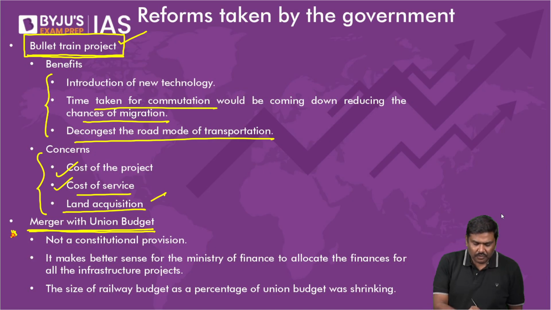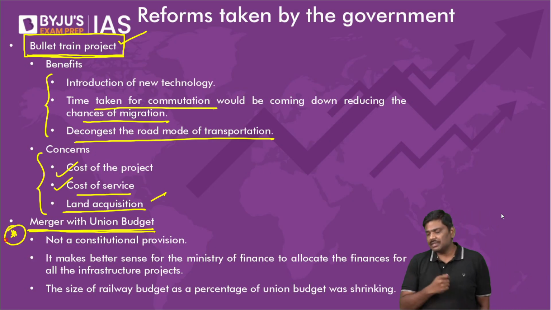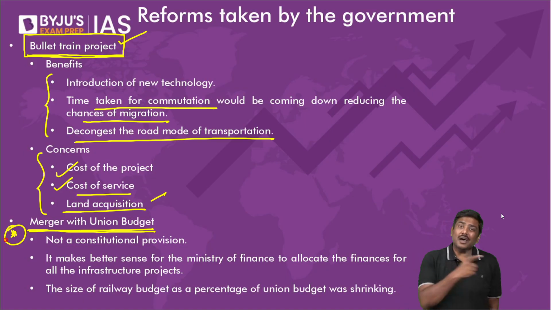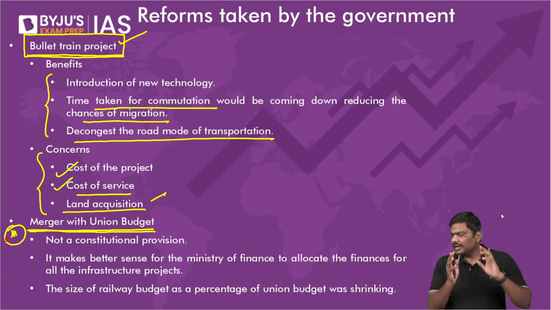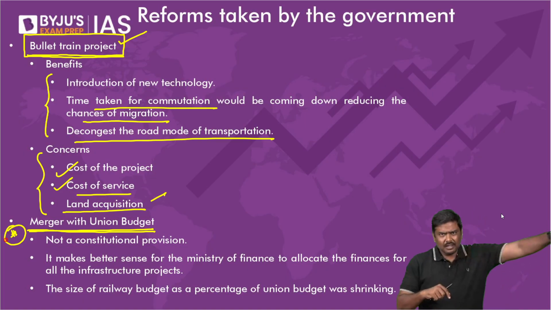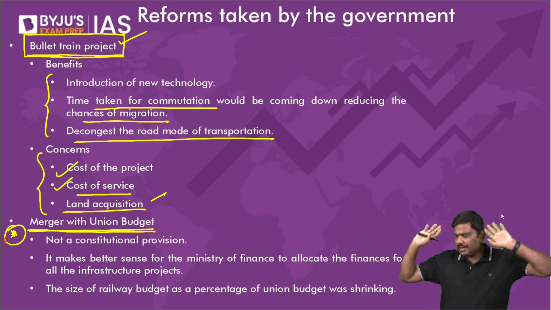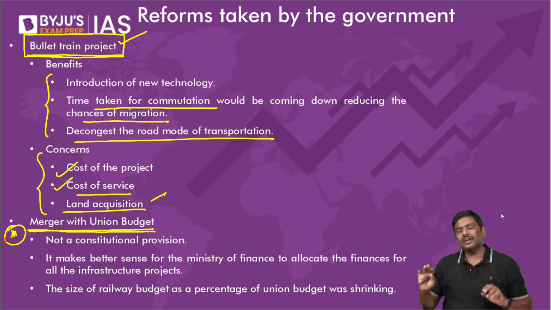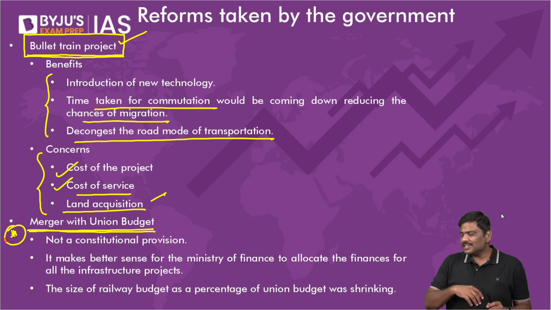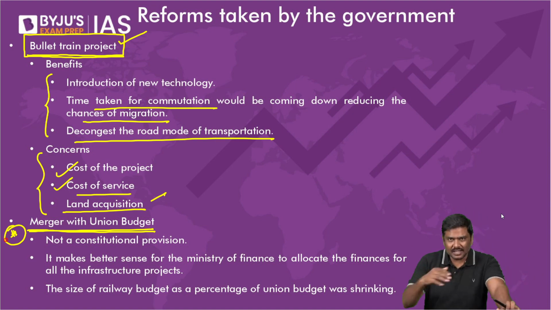Second important reform is merger with union budget. Earlier, the railway budget was announced separately from the union budget. I've told you about this already. The Government of India, starting 2016-17, has discontinued the separate railway budget.